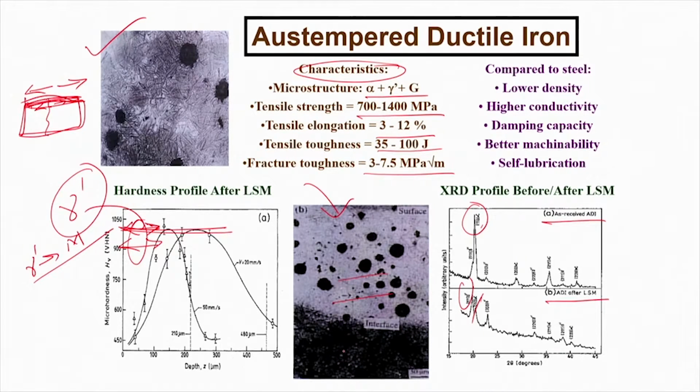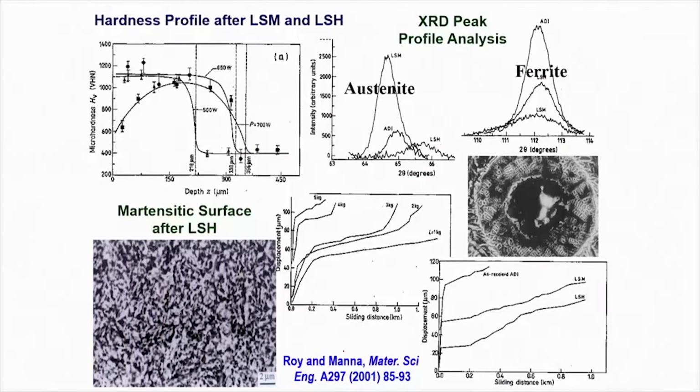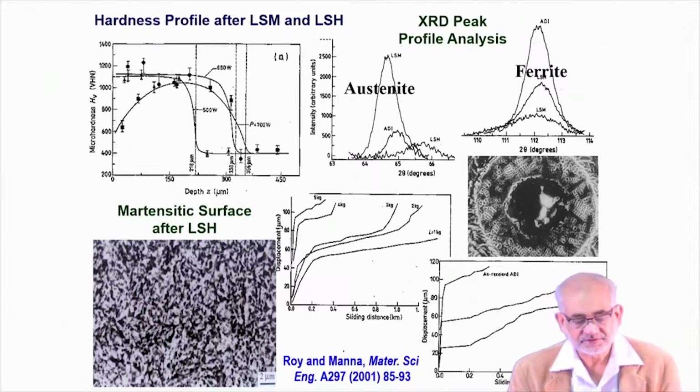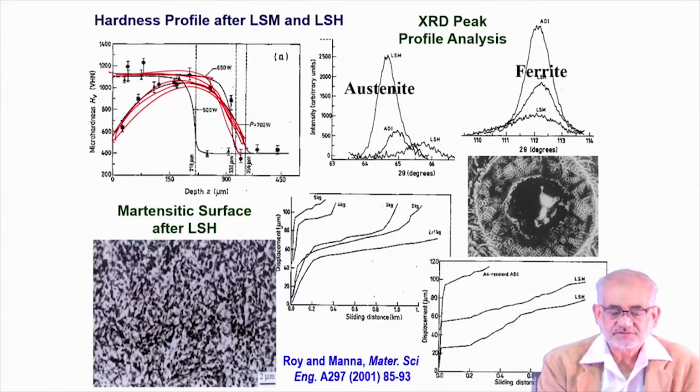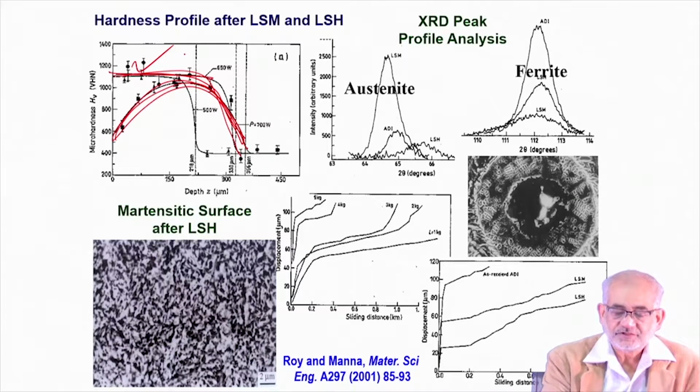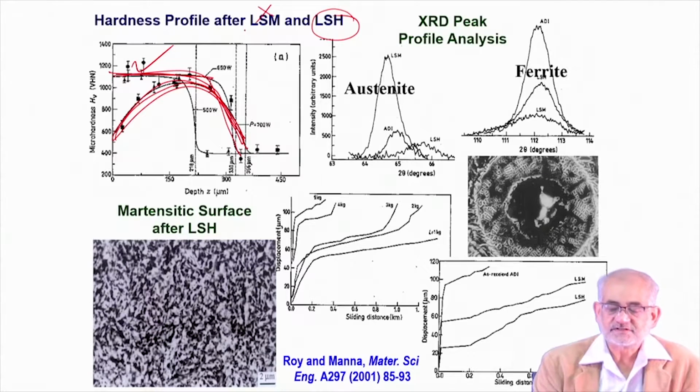So what we showed was that by very careful manipulation of process parameters, instead of a Gaussian distribution of hardness profile, you actually can get a fairly flat hardness profile onto the surface. So this is what we want. How do we achieve this? We achieve this by ensuring that we have laser surface hardening and not laser surface melting.